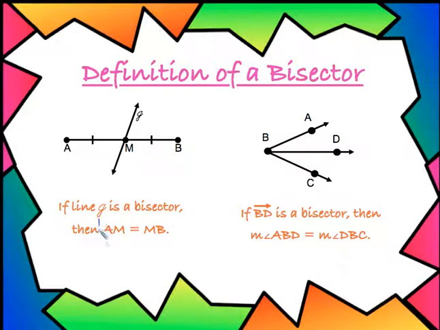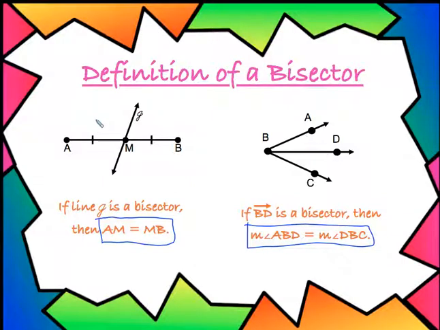Bisector can be for segments or angles. It usually will tell you it is a bisector. And you're just either setting two sides equal or two angles. So either half the segment equals half the segment or half the angle equals half the angle.